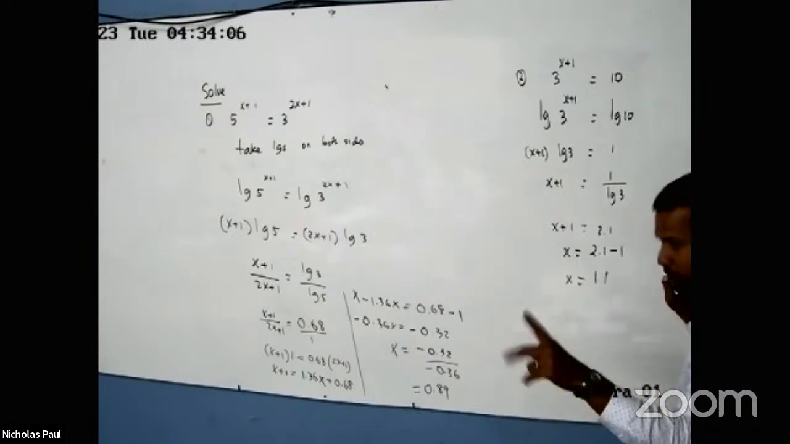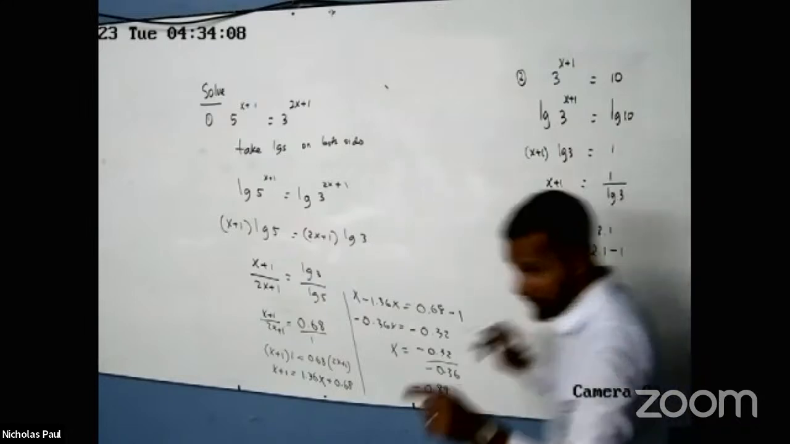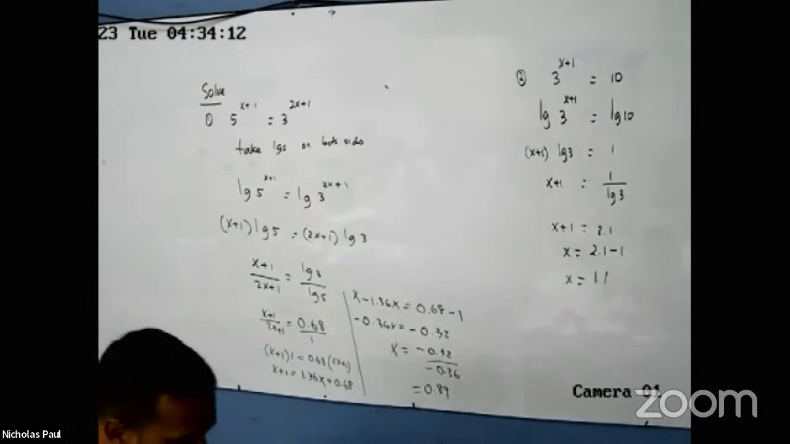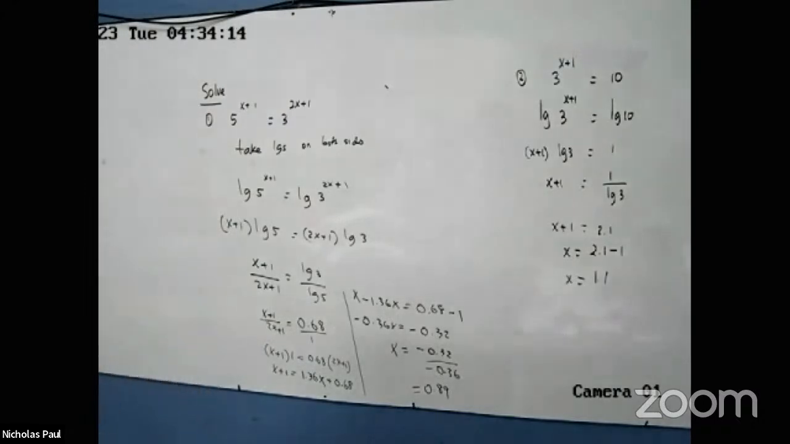Even when you cross multiply it, you should still get the same thing. Right, check it, working online. Any questions? Maria, any questions?